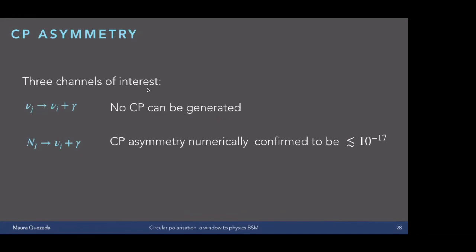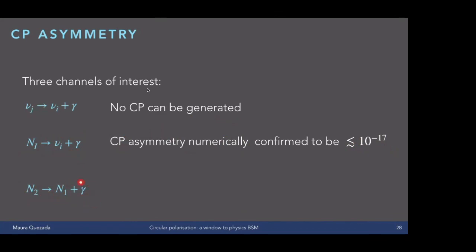Now, we have also computed the heavy neutrino decay into an active neutrino plus a photon, and we have computed the CP asymmetry numerically, but it is very, very small. So it will be very difficult to observe this kind of signal. And the other channel that we have is the heaviest of the right-handed neutrinos decaying into the lighter right-handed neutrino plus a photon.